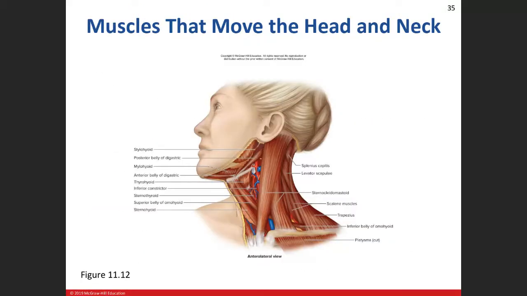Okay, so just a quick review. Here's the sternocleidomastoid muscle with the two attachment points, the clavicular attachment and the sternal attachment. Then you can see parts of the scalene muscles deep to that.